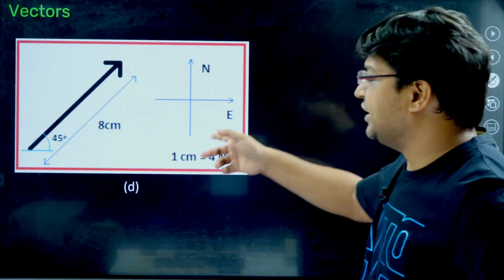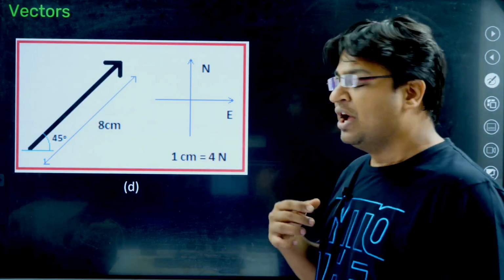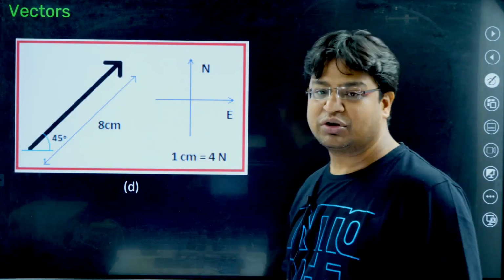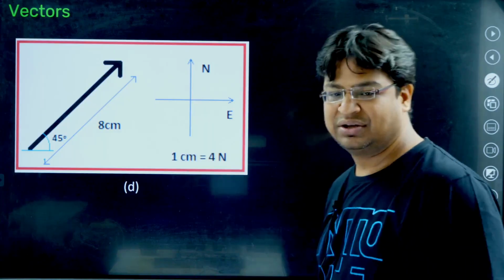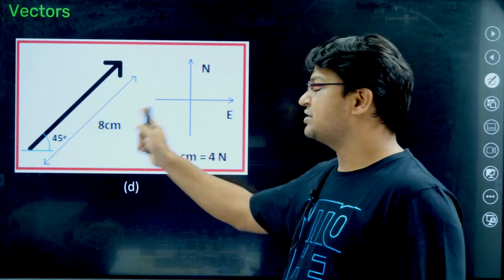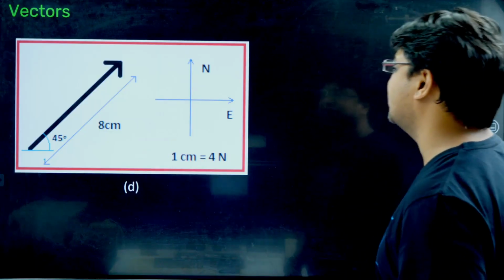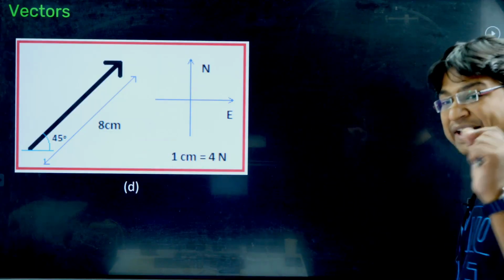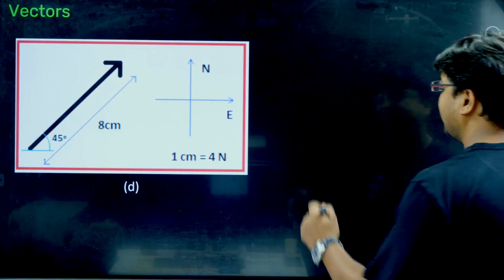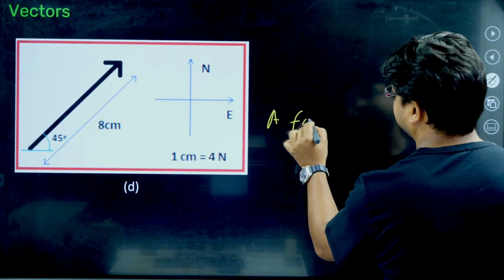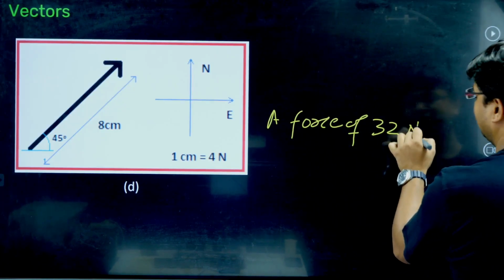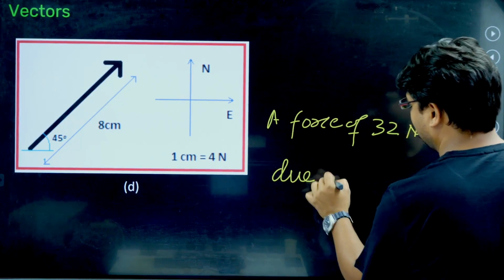And then this is the fourth part. Here, this is pretty interesting, guys. 1 centimeter is 4 Newton. We have an 8 centimeter long arrow, so we are definitely talking about a force of 32 Newton. But what is the direction? Is it north? Is it east? It's between north and east, exactly between north and east. This direction is called northeast. So we are talking about a force of 32 Newton due northeast.